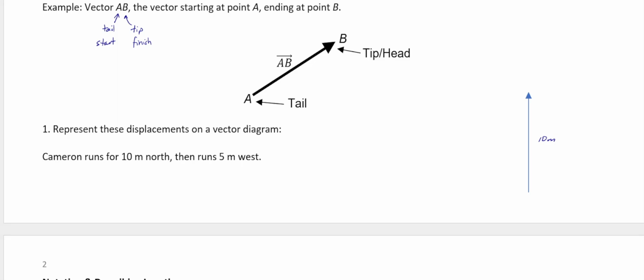And then we're going to go 5 meters west. So if I'm going to go 5 meters west, what I should be doing here is I should make sure that the magnitude is approximately just like half the distance of the 10 meters. Okay, half the magnitude of this right here. So we'll say that that's 5 meters right there.